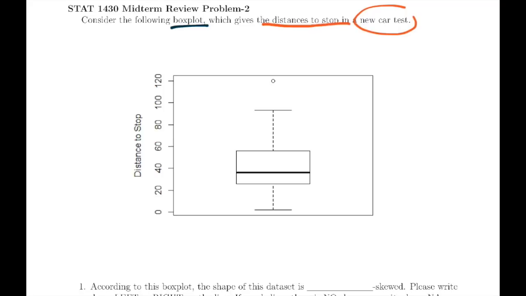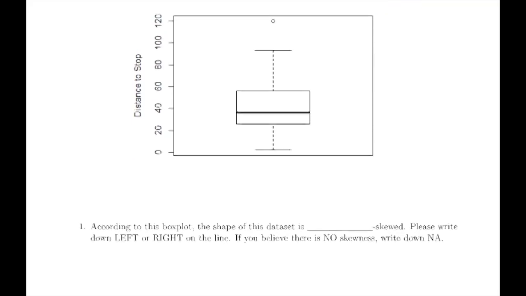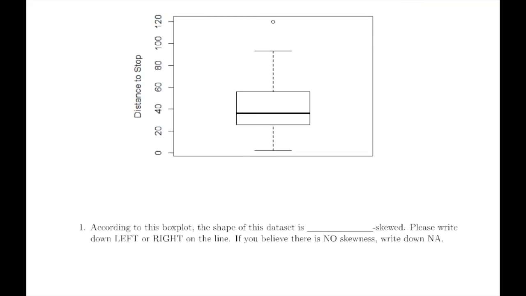And in the first part, we want to look at this box plot and determine the shape of this data set, to determine whether it is left skewed or right skewed. And if you believe there's no skewness, you can write an A in this line. Okay? So again, we first have a review of this box plot.